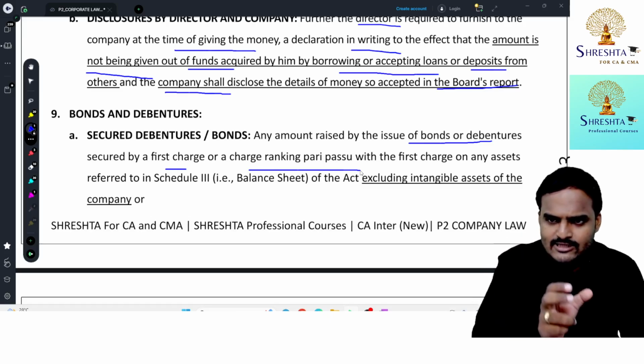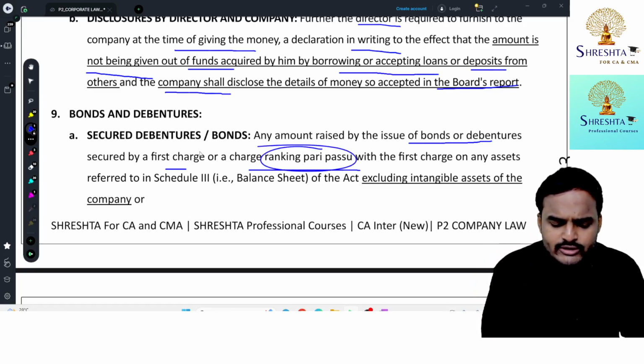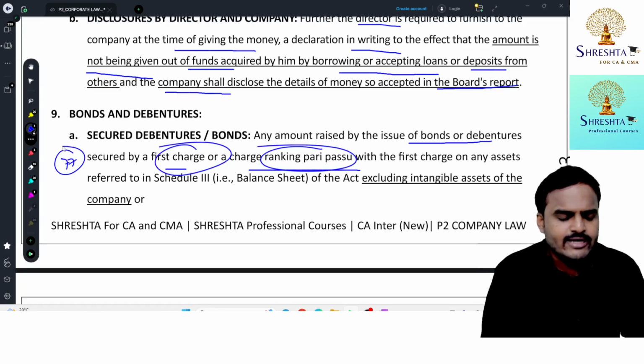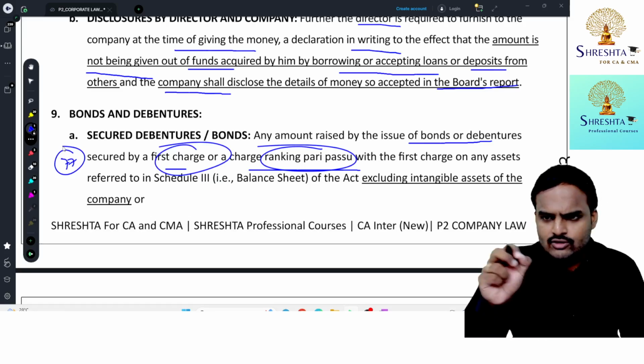This first charge ranking pari passu, very detailed, I'll discuss with you in section number 77. Don't worry. I'll discuss with you what is the meaning of charge, first charge, subsequent charge, charge ranking pari passu. I'll discuss with you in the next topic.